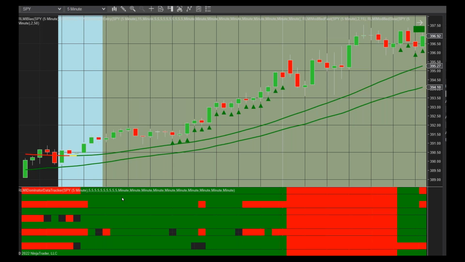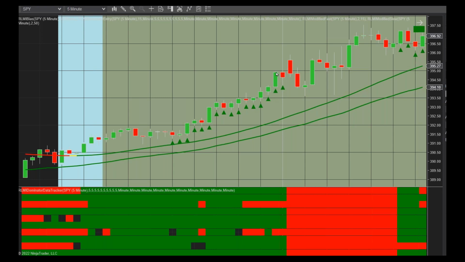We had a lot of internals that were green. This is where the first buy signal hit right here. First buy signal gave us a buy signal on the SPY, and you can see that, and we actually took this trade. Again, it came right off this 15 EMA, which was a very good level to get in, and the buy signals just continued all the way up.